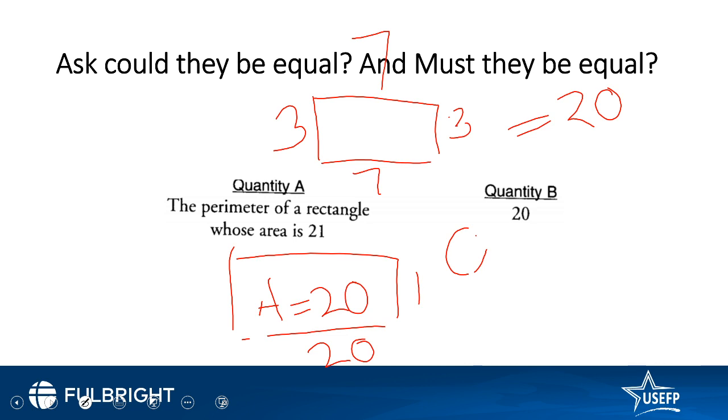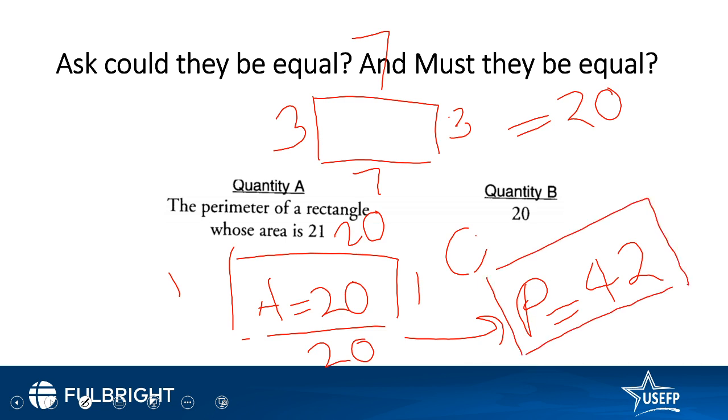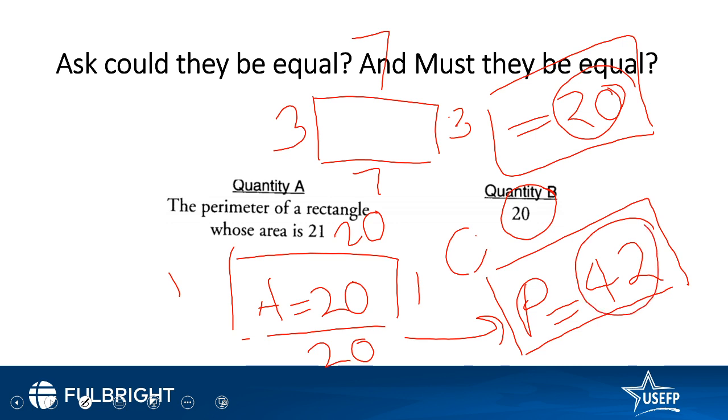Pardon me for the last thing we attempted. The perimeter was 21 plus 21 plus 1 plus 1, so the perimeter was 44. By choosing 21 and 1, we had a perimeter of 44, and by choosing 3 and 7, we had a perimeter of 20. So in one case the perimeter is 20, equal to quantity B, and in the other case the perimeter is 44. So it cannot be determined, and option D is correct.